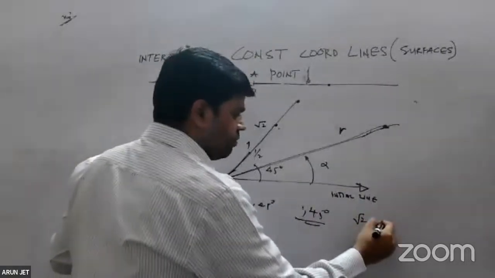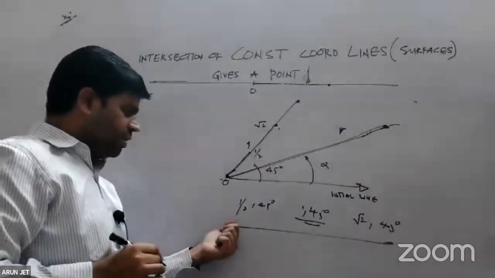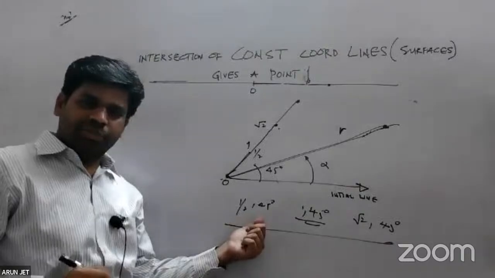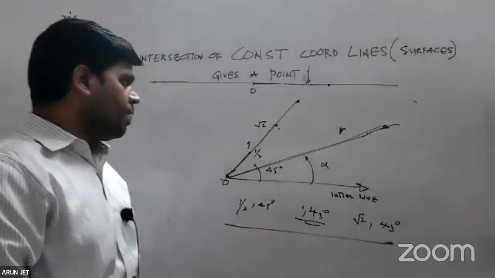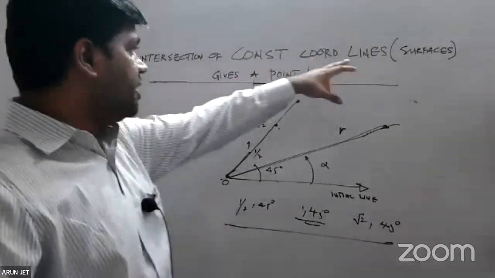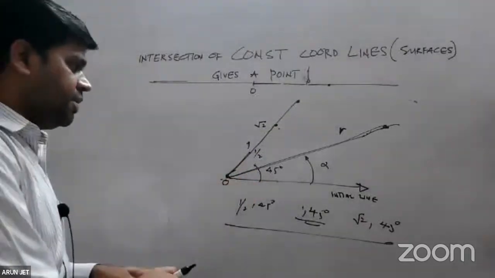And that is root 2 comma 45. So I need two numbers. One number is distance, the other number is angle, which is also a distance along the arc, but it's an angle. Now, but what did I say? Intersection of constant coordinate lines gives a point. But where is the constant coordinate line here? Let's see that.